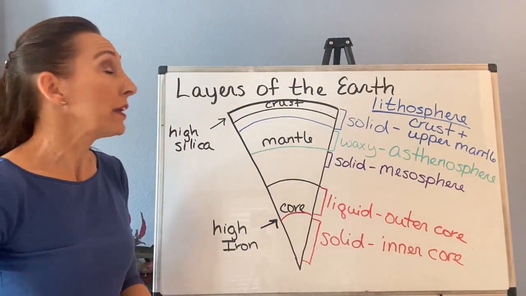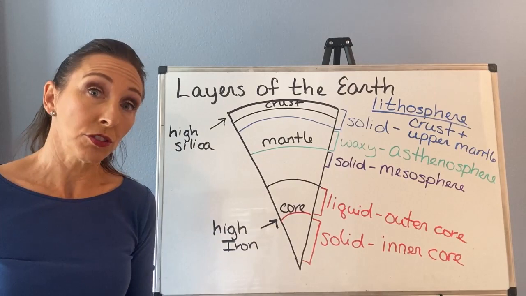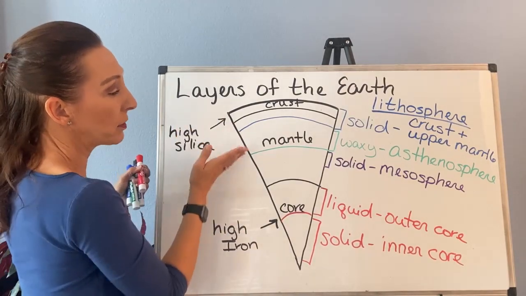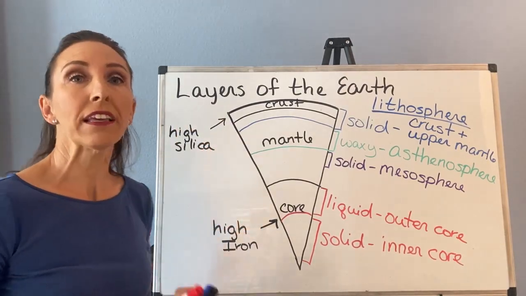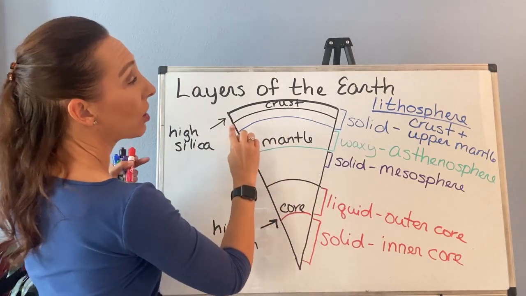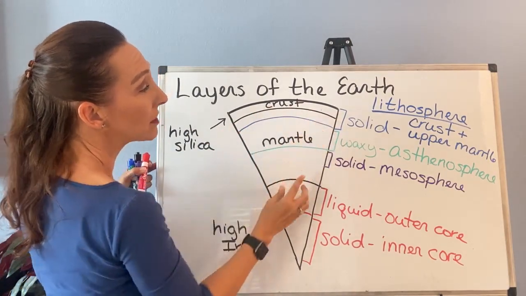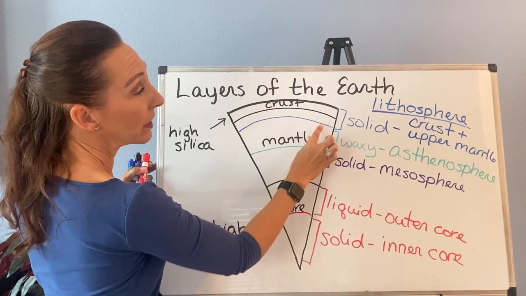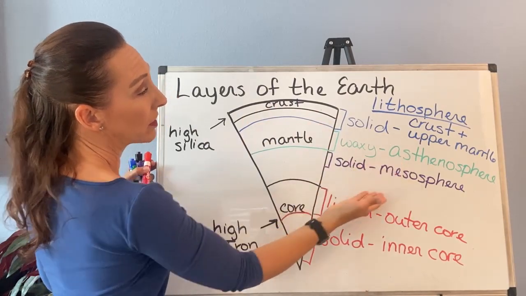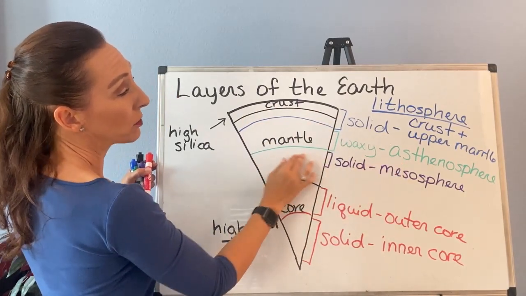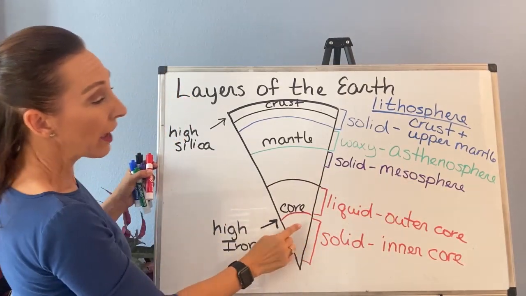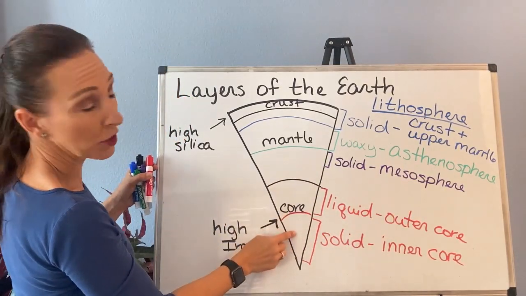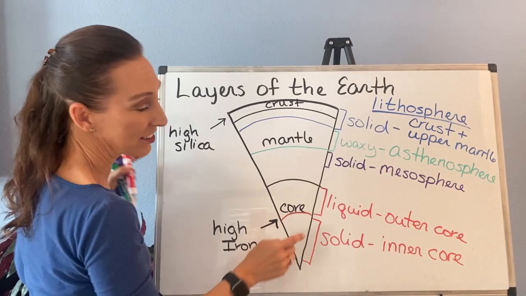So that's it. We have our compositional breakdown, which is going to be crust, mantle, core. And then we think about behavior: solid upper mantle and crust, which is the lithosphere. This waxy middle mantle, which is going to be asthenosphere, and we have some solid middle mantle, which is going to be mesosphere. And then we've got our two pieces of our core, so the liquid outer core and our solid inner core.